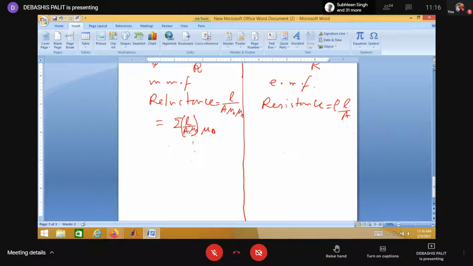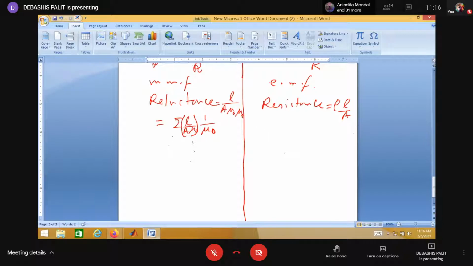Different media are there, so flux is flowing through the air medium also. The mu r of air is 1. Relative permeability of air is 1. If there is a magnetic material, relative permeability must have some specified value. Like this, the sum of L by A means mu r into 1 by mu 0. But always current should flow through the resistive path, so a specified resistivity of the conductive path is there.